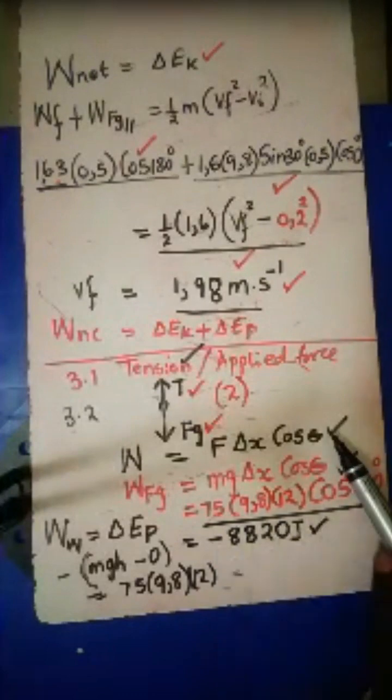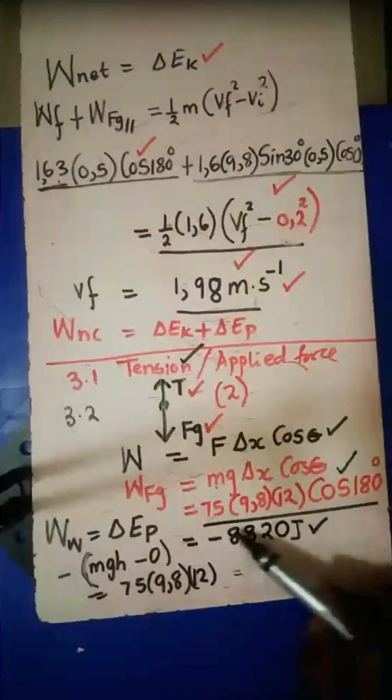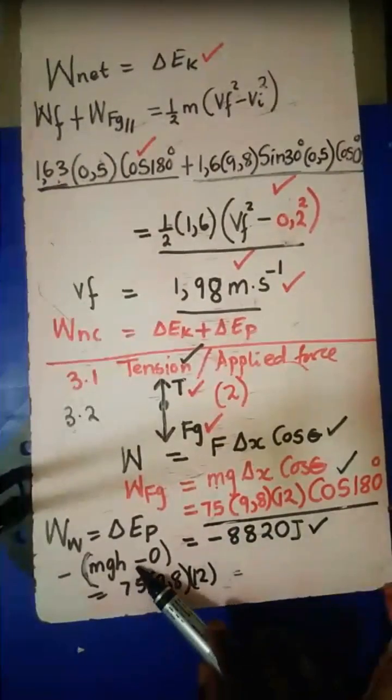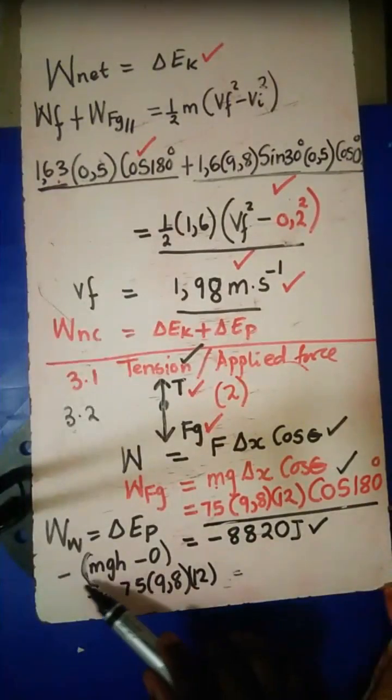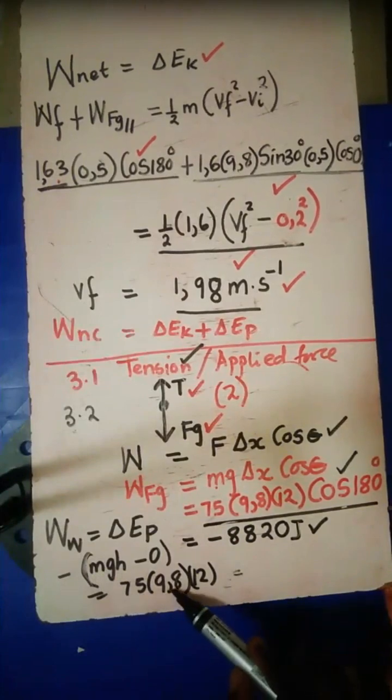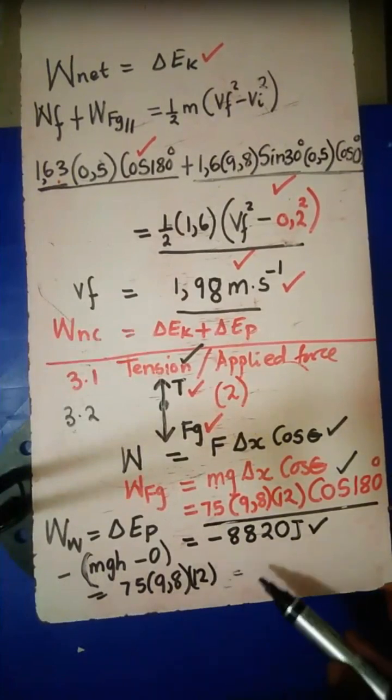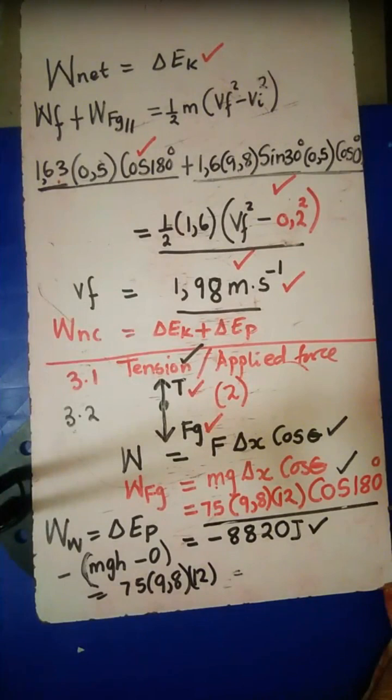So it was 1 mark for the formula, 1 mark for using cos 180 in this approach. If you use this approach, 1 mark is for negative 75 times 9.8 times 12. Last mark is the answer. Then you get 3 out of 3. Is there anyone with a question regarding that, colleagues?